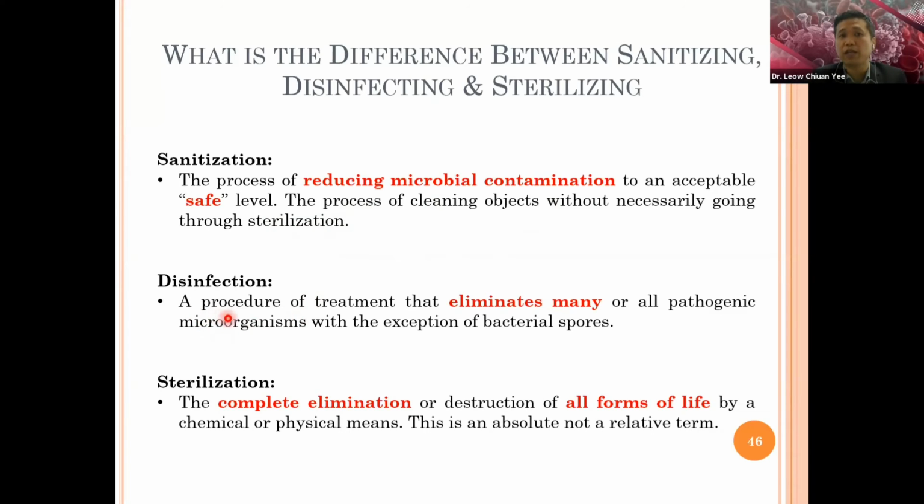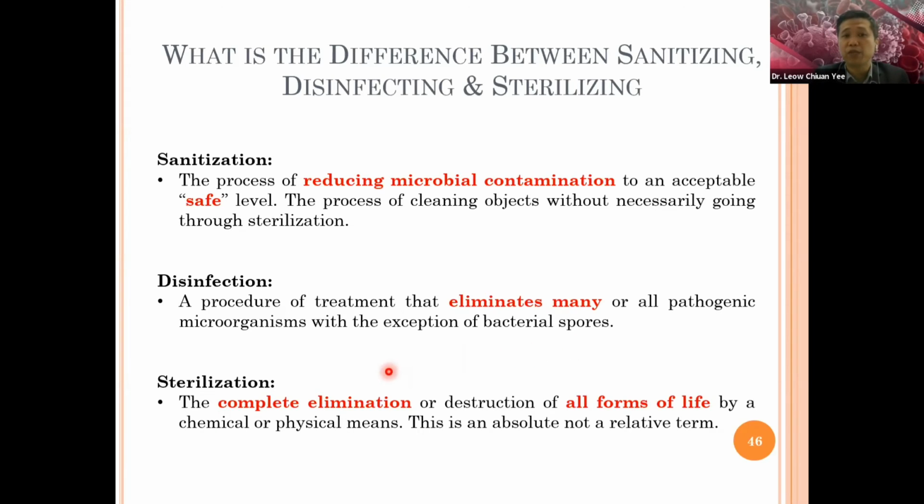Disinfection is a procedure of treatment that eliminates many of the pathogenic organisms, with the exception of certain bacterial spores, which means the spores themselves cannot be killed, but you will kill the majority of the bacteria in the environment.